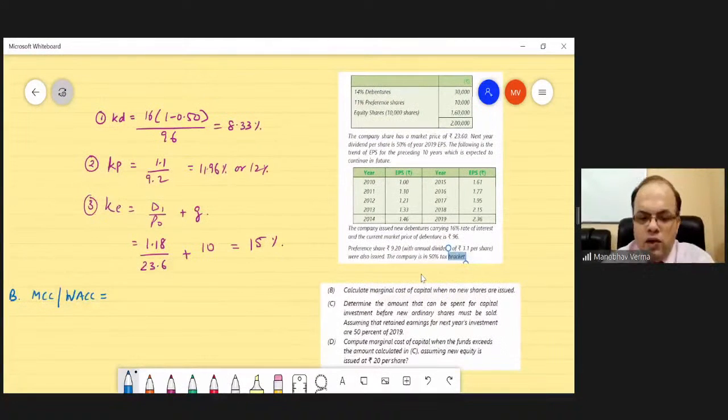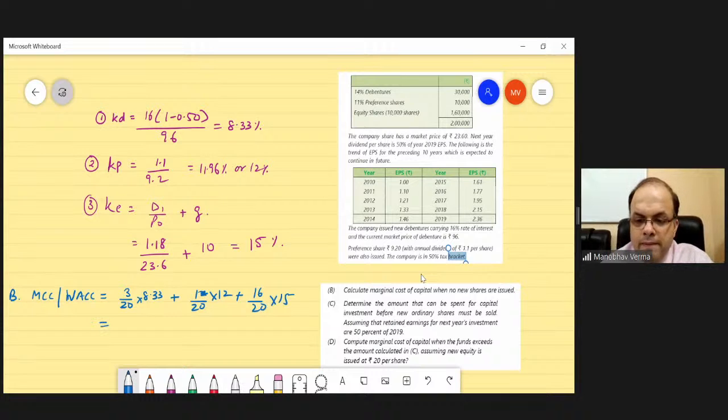So 30,000, 10,000, 160. So the weighted average cost of capital based on these is again 3 upon 20 multiplied by 8.33 plus 1 upon 20 multiplied by 12 plus 16 upon 20 multiplied by 15. So that would be giving you the weighted average cost of capital. That would be coming out to be 13.85 exactly.